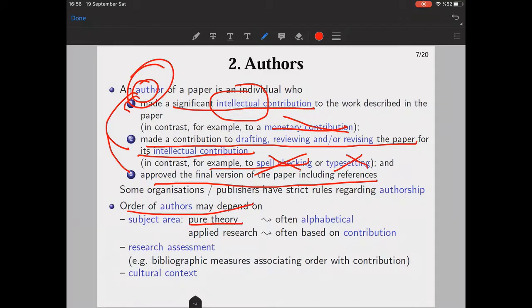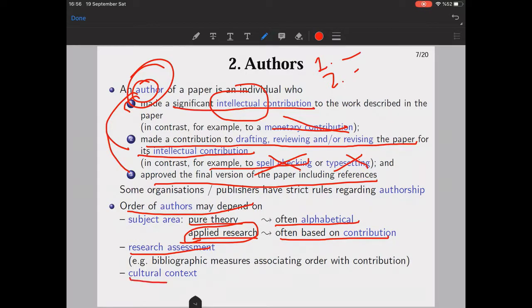In pure theory research, usually alphabetical order is common. And in applied research, the author order is based on contribution. Research assessment is important. For example, bibliographic measures associating order with contribution. We're mostly doing applied research here, and if you're first author, you get some points. If you're second author, you get fewer points, and so on. For example, these are the academic criteria in Turkey.